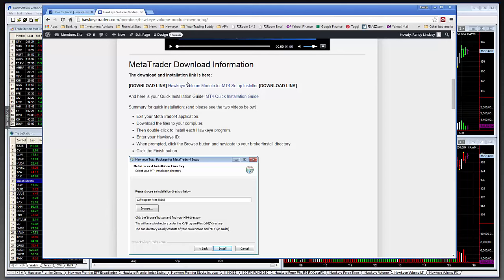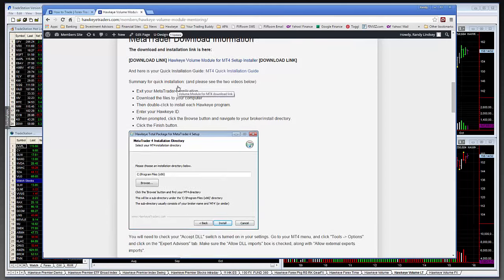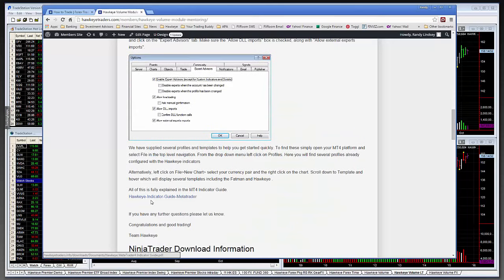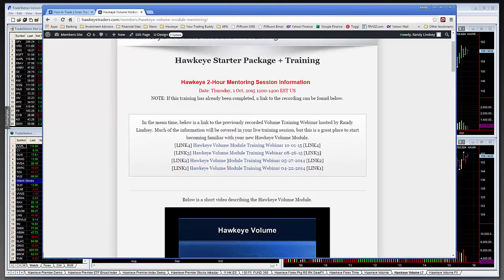So if you have MetaTrader or whatever, then you download the software here. The user's guide, indicator guide is right here, inside the same location where you download the software. It is a PDF and is available for you right away.